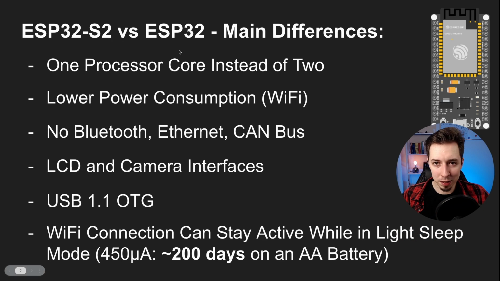On the differences, we have one processor core instead of two. Lower power consumption, that is between 20 and 30% on a Wi-Fi transmission. We don't have Bluetooth, Ethernet, and CAN bus, but we get LCD and camera interfaces instead. We also have USB 1.1 OTG, which is quite an interesting feature. By the way, OTG means On-The-Go.